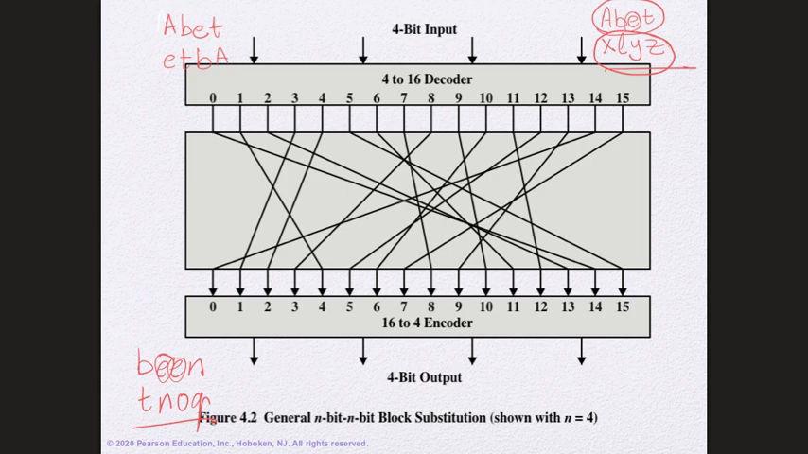I will pick a particular 4-letter combination, and my key is going to say that these 4 letters in this particular order are mapped into these 4 letters from the alphabet. There is no one-to-one relation at all. When I see been, I'm going to transmit TNOQ.